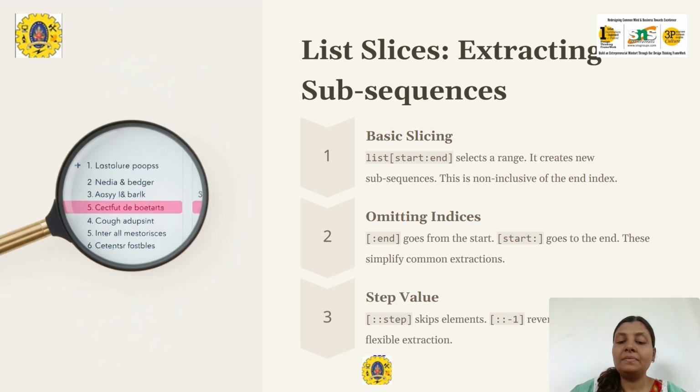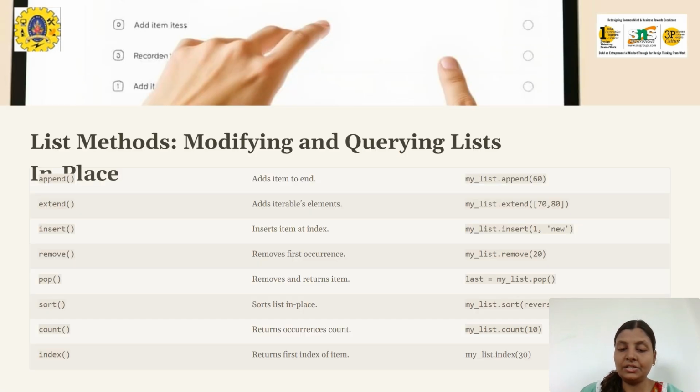Colon colon step skips elements. Colon colon -1 reverses the list. This offers flexible extraction. Some list methods, modifying and querying a list, are shown below.